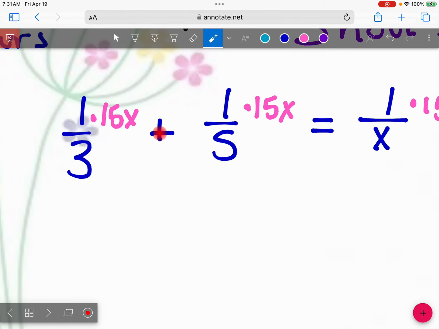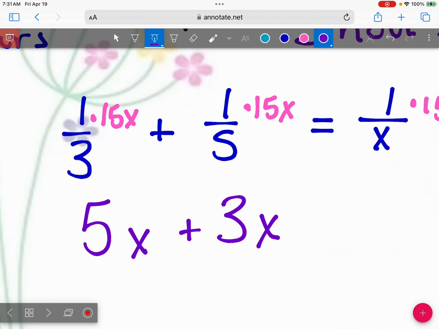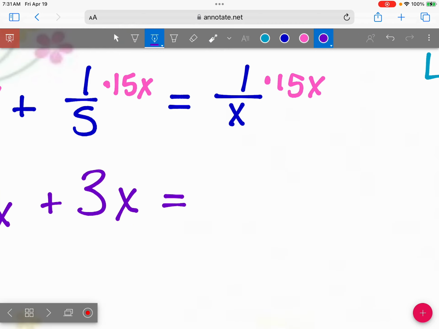On this first term, if I have 1/3 times 15x, what are we going to have left over? How is this going to simplify? 5x. If I have 1/5 times 15x, 3x, good. And 1 over x times 15x. Just 15. Yeah. Because my x is canceled out here.